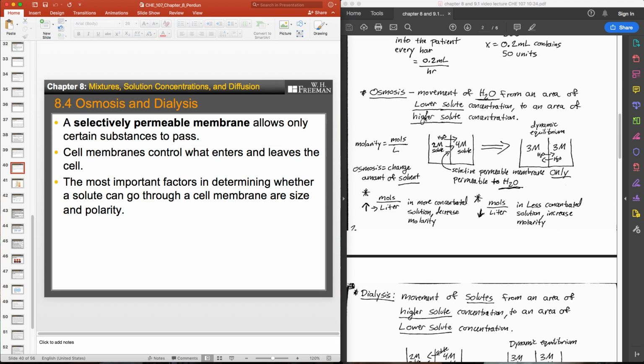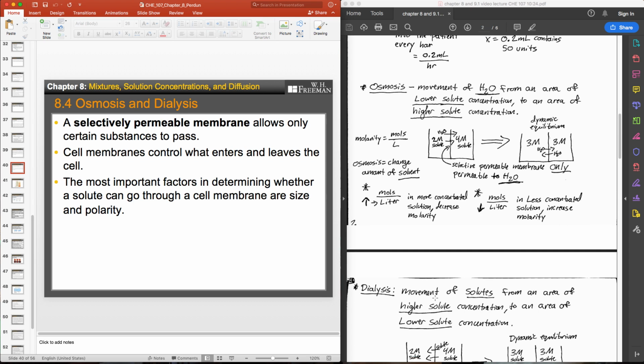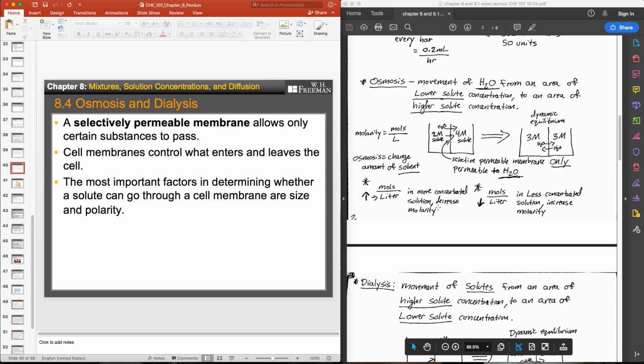And so what is this thing moving through? We can talk about selectively permeable membranes. Some membranes will allow water to get through, but not solute, and other membranes could allow solute to get through, but not water, right? In dialysis, the movement of solute, we would have a selectively permeable membrane that would only allow the solute to get through and would not allow the water to get through.